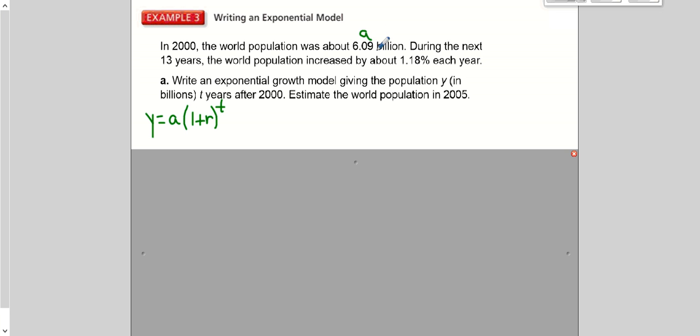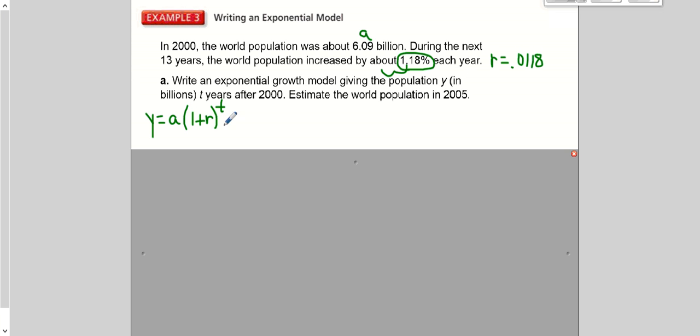There's our A. We need to know our rate. Okay, 1.18% is the rate. So what is that as a decimal? To make a percent sign go away, move 2 decimal places away from the percent sign, further away from it. So it would go 1, 2, fill in a 0. So A is 6.09, R is 0.0118.